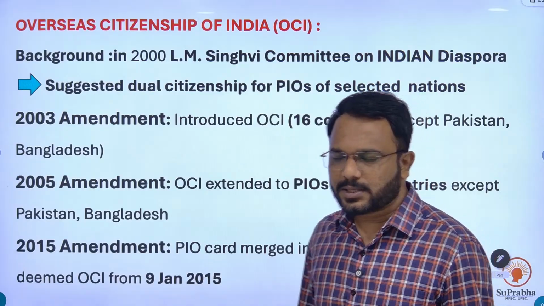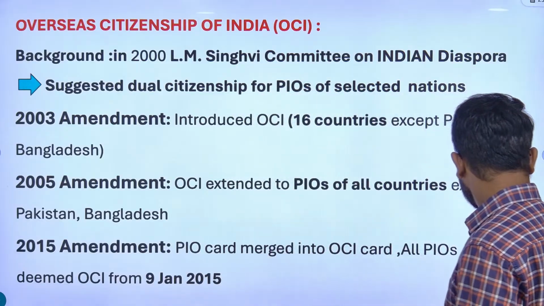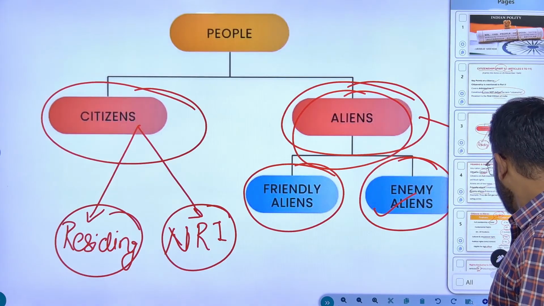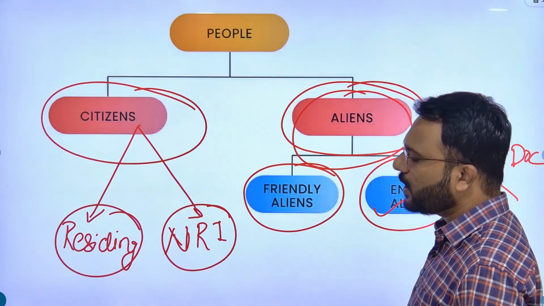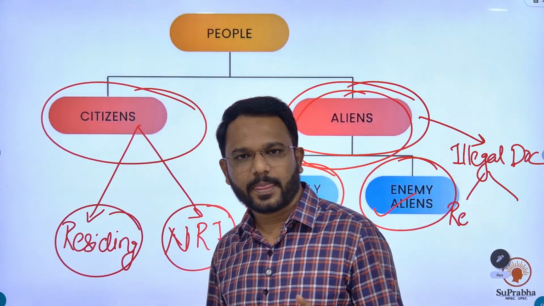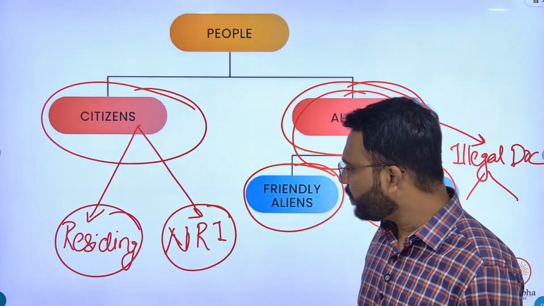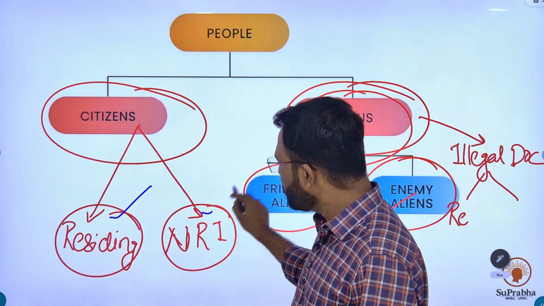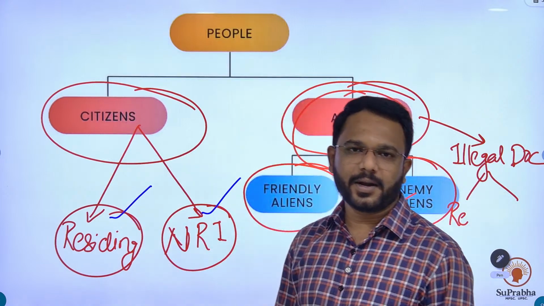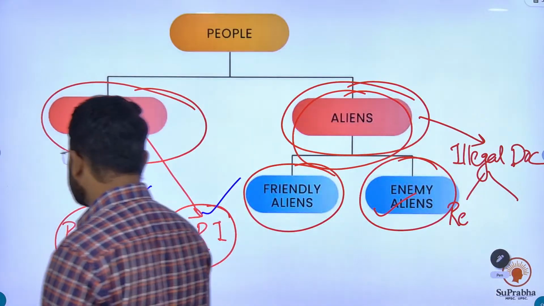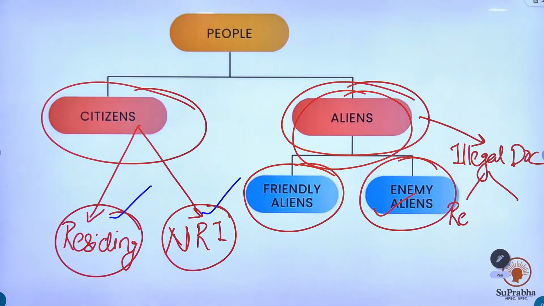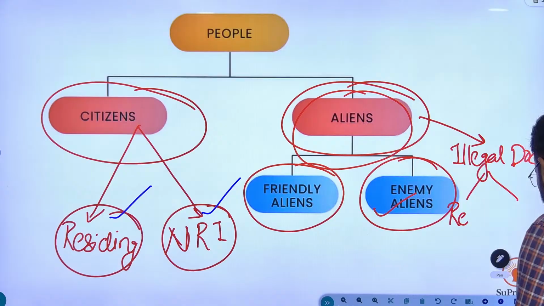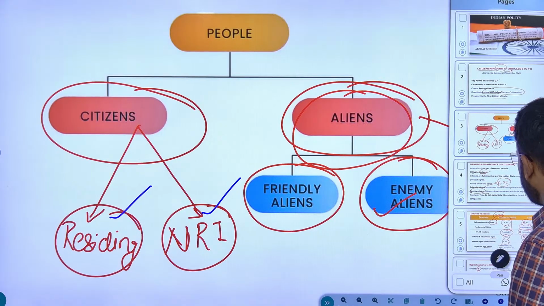Now, as we have discussed in our first slide, we have two types of people residing in India, or rather, there are two types of people: the citizens of India and the persons who are not residing in India. In this, there is also a term which we are going to discuss, that is persons of Indian origin and non-resident Indian.